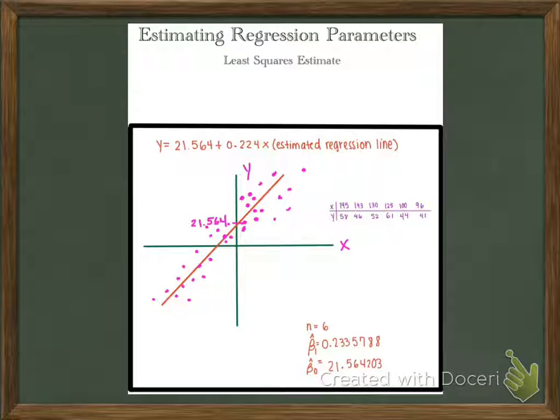Here's an image of those formulas in action. In the image, we see that the least squares estimate was used to find the slope coefficient and the y-intercept to find the estimated regression line for the data being represented in the graph and the table to the right.